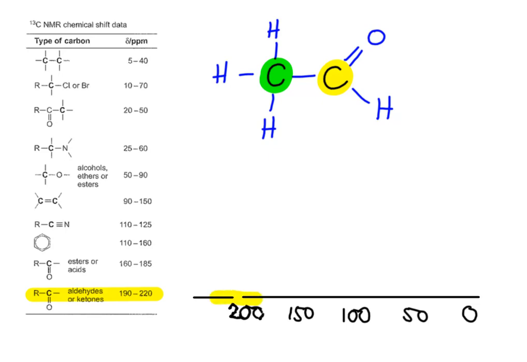So in this region on the spectrum, whereas the carbon I've highlighted in green is one of those, so a carbon living next door to a carbonyl group, so we'd expect a peak for that carbon in the 20 to 50 region, so something like that.